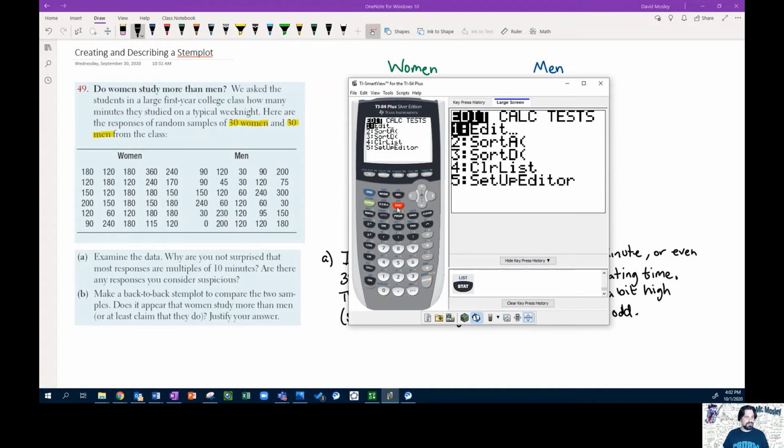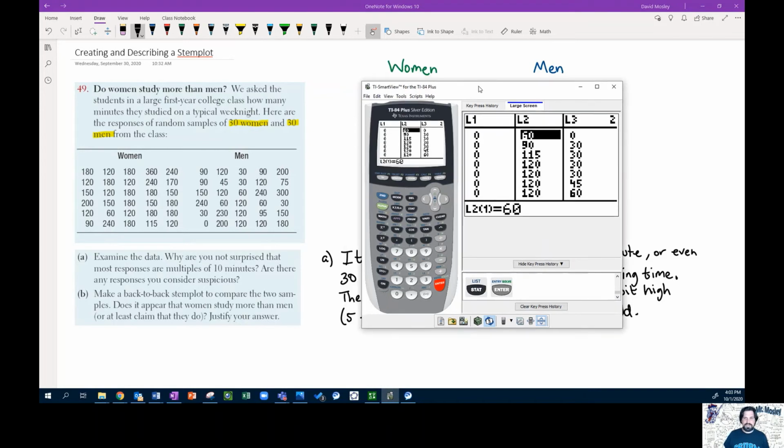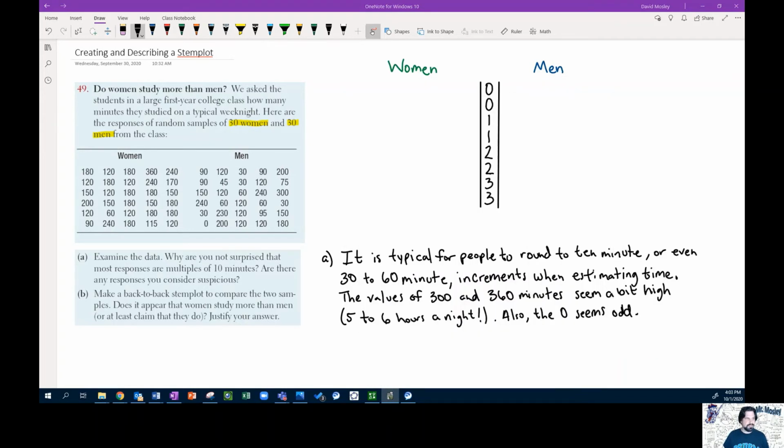And go back in to my lists. Nice and in order. Excellent. This will make creating my stem plot much easier. I will be able to list things just from top to bottom as they come up. So I'm going to move my calculator off to the side and fill in my stem plot. I put the women's table in first, so I'm going to list those first, and then I'll go into the men's side of the stem plot, and then I'll explain how the stem and leaves are working in this example.